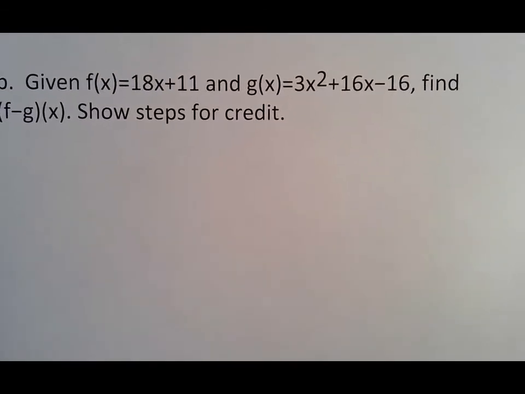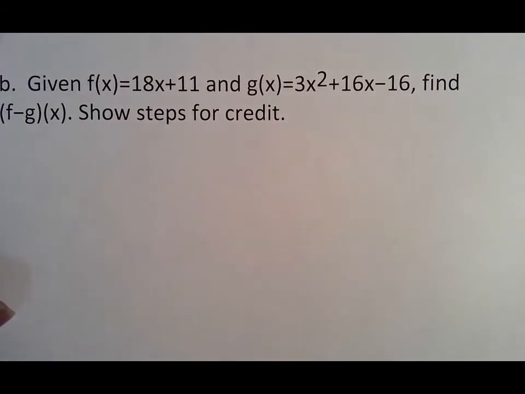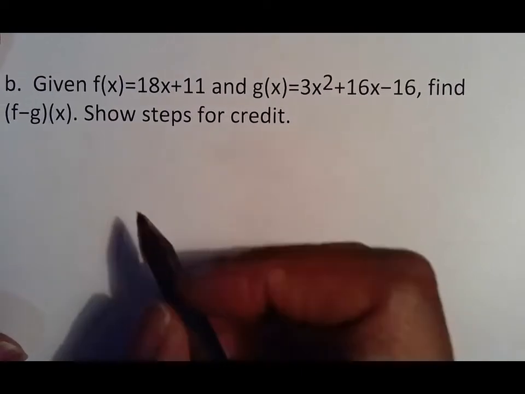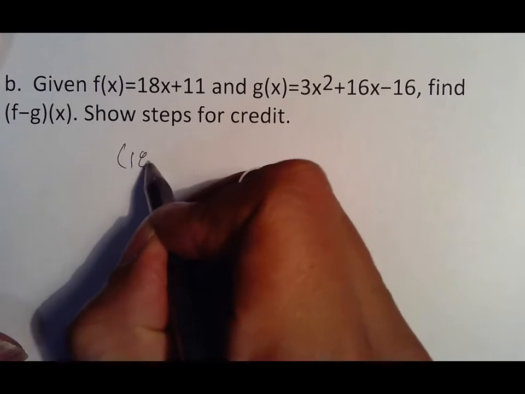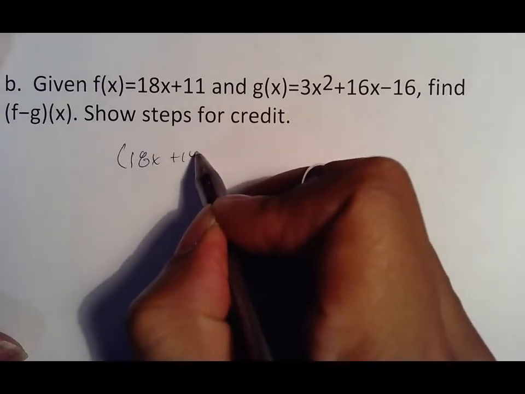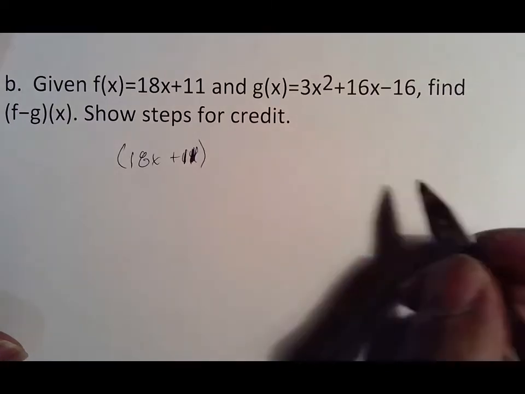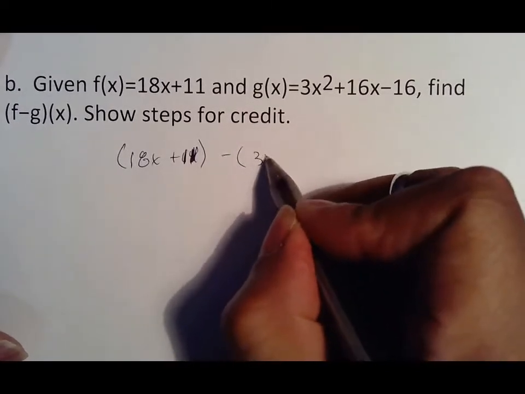So same thing, they'll give you something pretty similar, and they'll ask for f minus g of x. So on this one, again, first thing you want to do to keep your organization is start out with your f of x in parentheses, because we're substituting. Sorry, that's 11, not 14. Minus g of x, which is this.